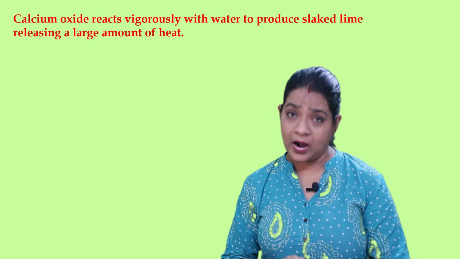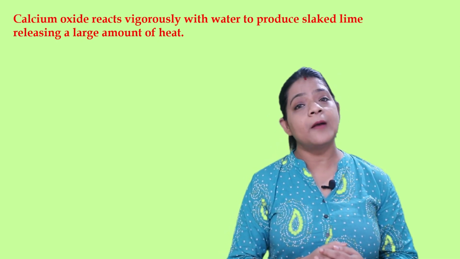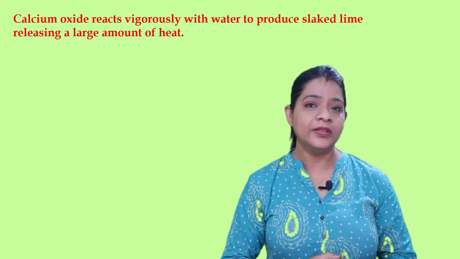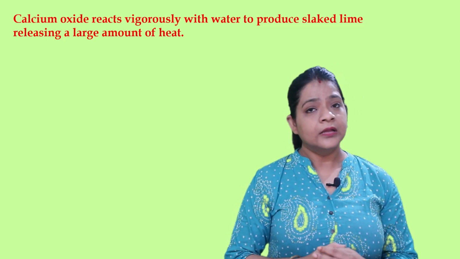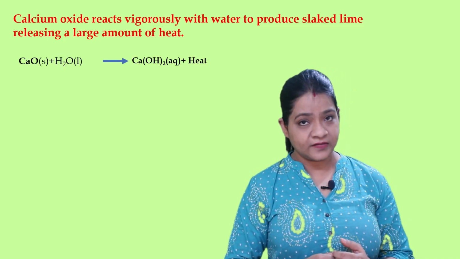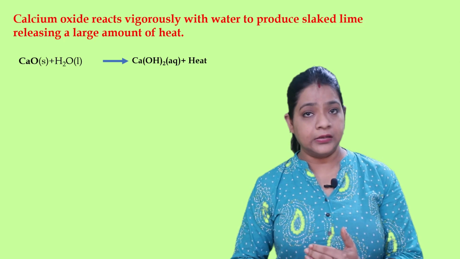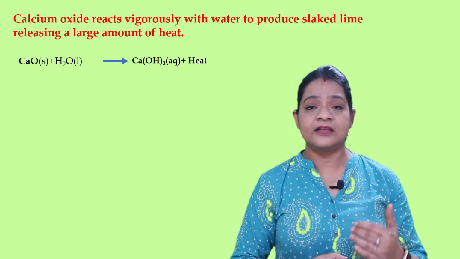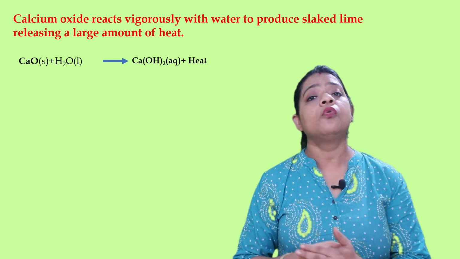Let's look into some other examples of combination reaction. The first one is when calcium oxide reacts vigorously with water, it produces calcium hydroxide, that is called slaked lime, along with liberation of heat. The chemical equation is CaO, that is calcium oxide, plus H2O gives calcium hydroxide, that is Ca(OH)2, along with release of heat.